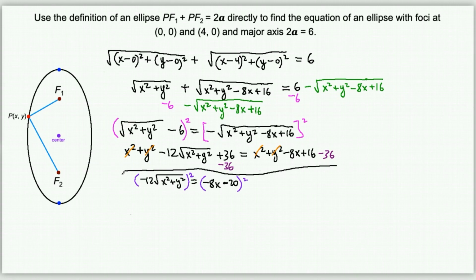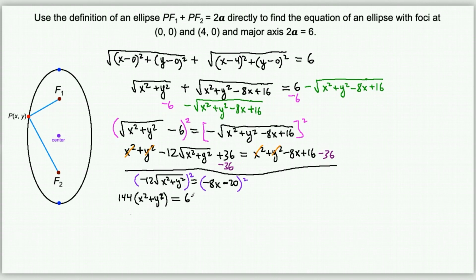So squaring this gives us 144 because each part gets squared, right? So negative 12 squared is 144. Now the square root is gone when you square this thing itself, so it's going to be x squared plus y squared is equal to, now squaring this will give us what?